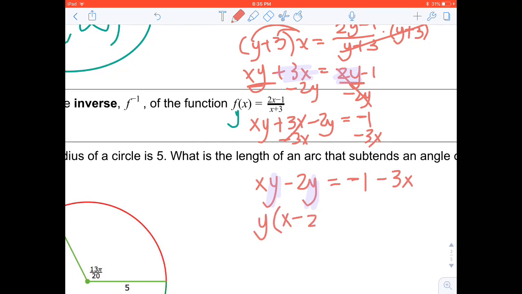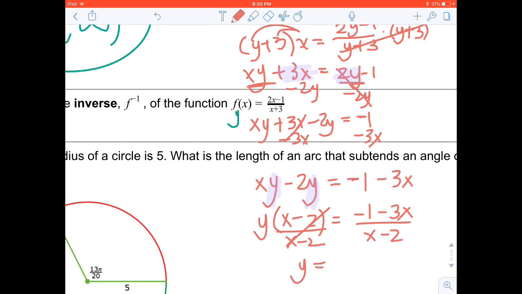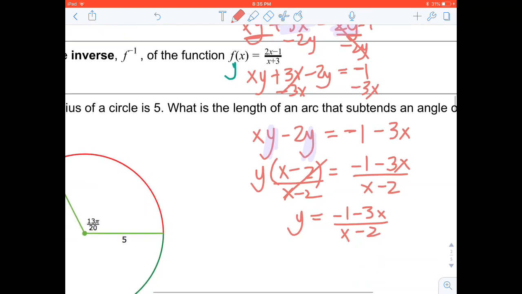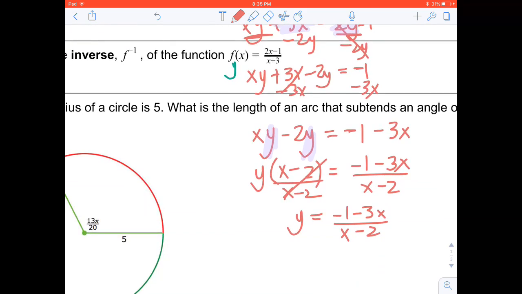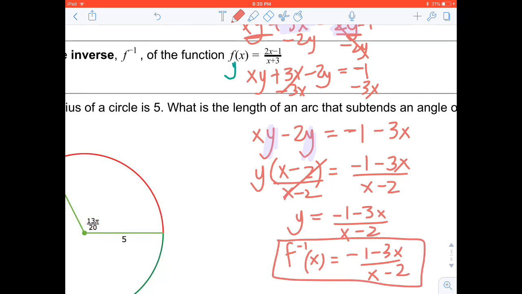I'm left with y times x minus 2 equals negative 1 minus 3x. And I can divide by x minus 2 on both sides. That cancels out. I get y is equal to negative 1 minus 3x over x minus 2. If I want to, I can rewrite this now and relabel it as my inverse function, f inverse of x equals negative 1 minus 3x over x minus 2. So that will be my solution there.